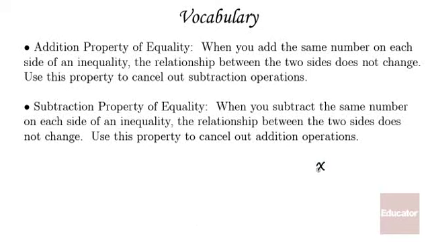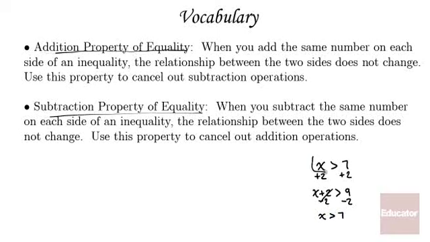So if I had x is greater than 7 and I wanted to use the addition property of equality, I could add 2 to both sides without changing the relationship. X plus 2 is greater than 9. Next, we could use the subtraction property of equality and get rid of this addition here and subtract 2 from both sides. X is greater than 7. So notice we've returned to our original x is greater than 7. By adding the same number to both sides, then subtracting the same number from both sides, we have not changed the relationship between x and 7.